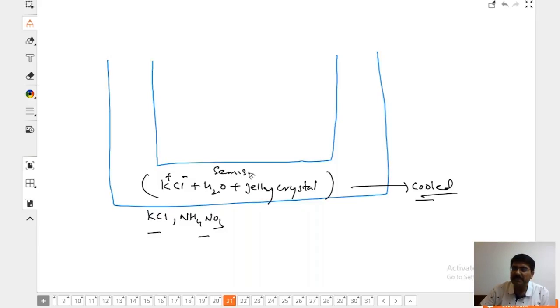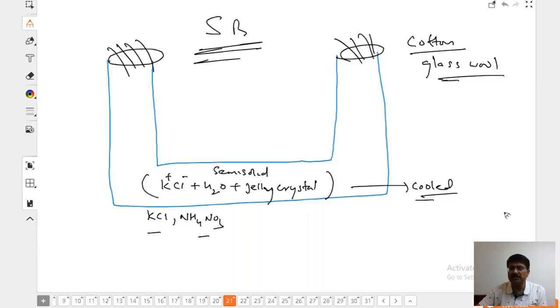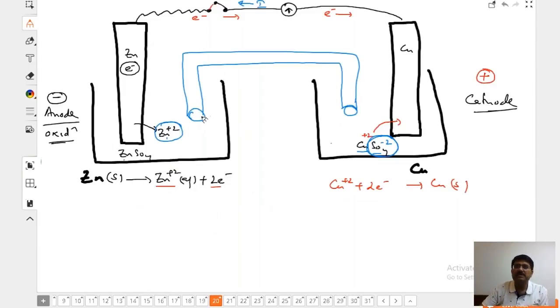This becomes a semi-solid. Then the openings are plugged either with cotton or with glass wool. Glass wool is another substance that is plugged. This is the salt bridge. Why have we converted it into semi-solid? Because we are going to put the salt bridge in between cathode and anode in an inverted position. If it was liquid, then the electrolyte would have flown and it would not have given us the required results.